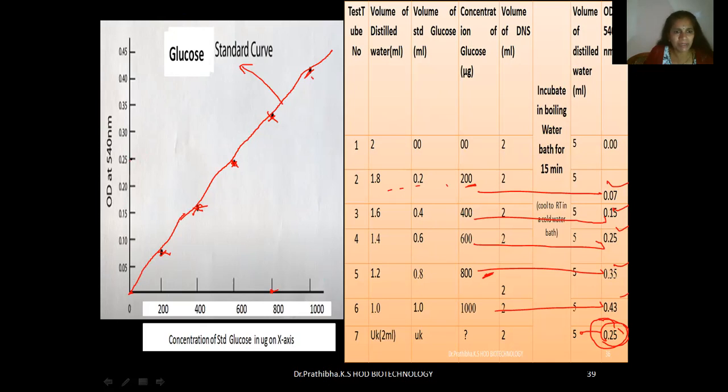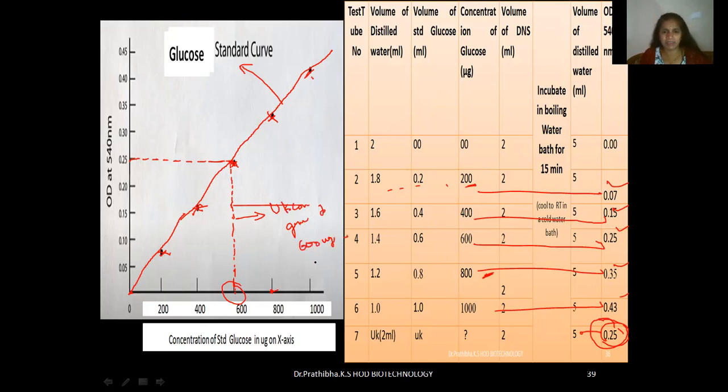From this 0.25 you are going to put very fine dotted lines, and wherever this dotted line touches the standard curve, again you are going to draw downward dotted lines. Once this dotted line touches the known concentration on the x-axis, we can tell that was the amount of glucose present in the unknown test tube. So this is the 600. I need to write here: unknown concentration of glucose is 600 microgram.